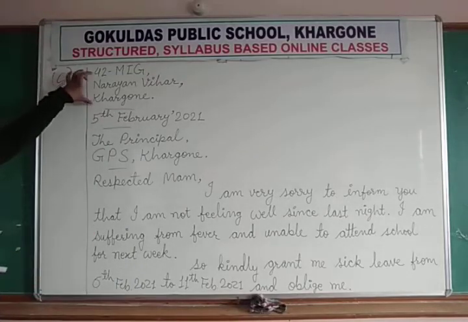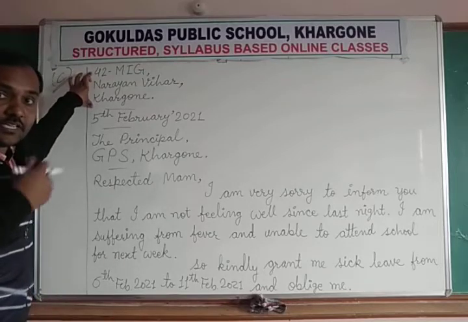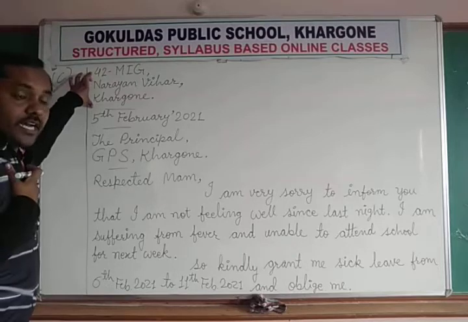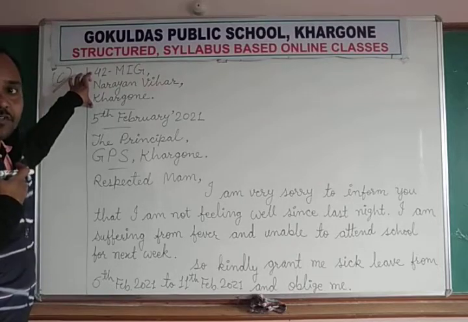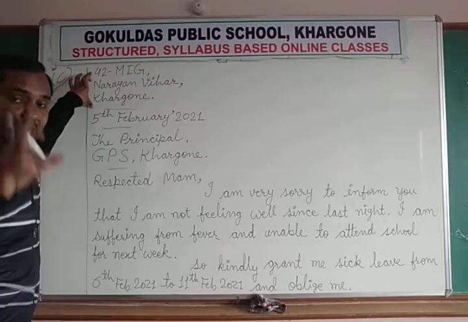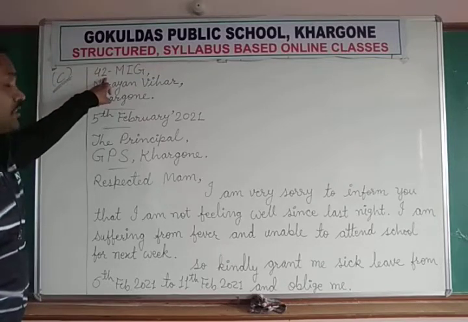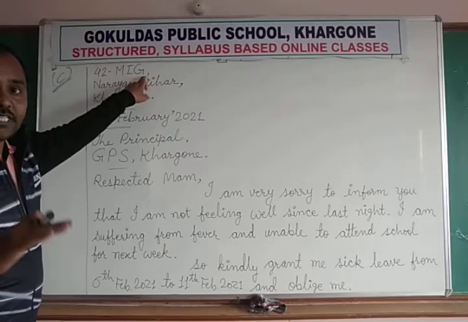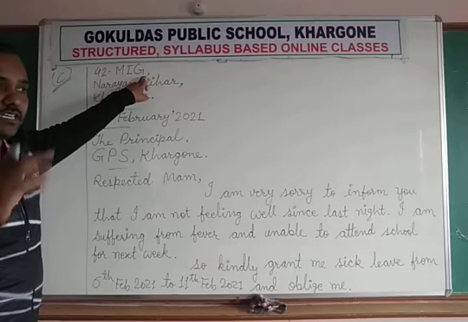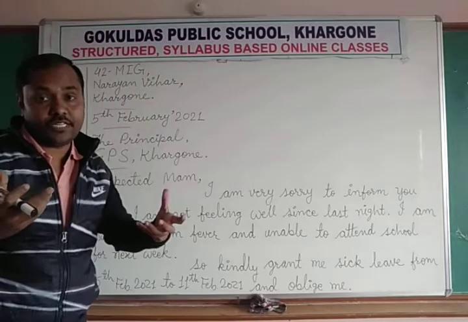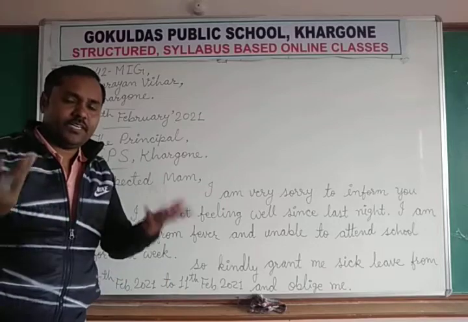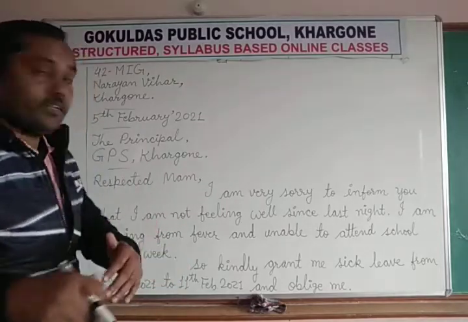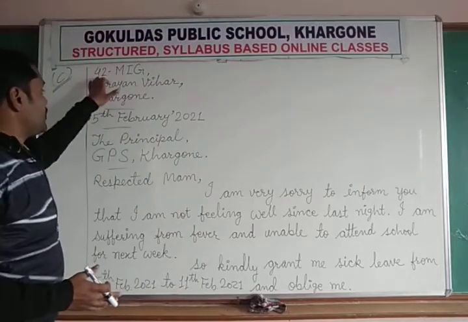Okay, so what is the first thing? The heading of the letter must start with your address, the address of the person who is writing this letter. So everybody should know your house address. What is your house number? Suppose it is 42 MIG. MIG, LIG, HIG are the names of colonies made by the governments. So it is an imaginary address. You can write your own address. So first you note down your address.